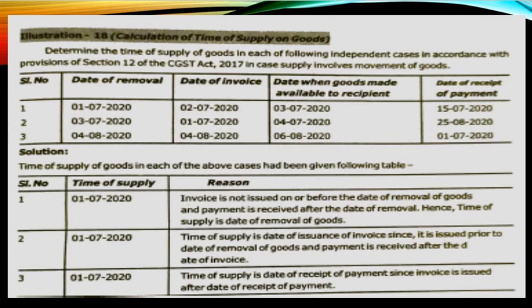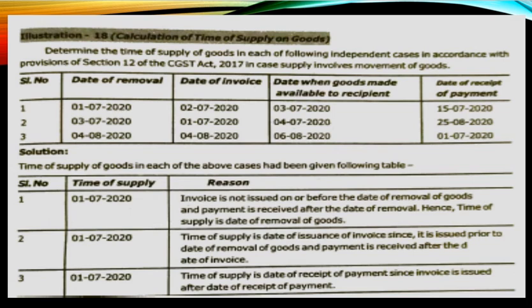So in this case, it is the date of receipt of payment. Before the goods are removed from the supplier's warehouse, before the invoice date has been determined, the payment was made earlier. So the time of supply would be 1st July 2020, the date of receipt of payment, since the invoice is issued after the date of receipt of payment. So in this case, whichever is earlier is applicable.